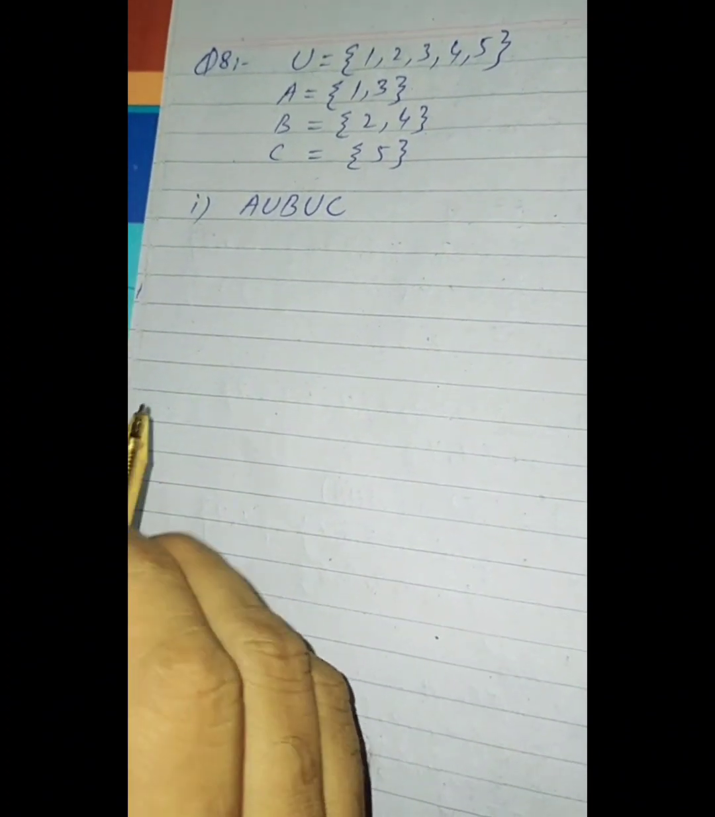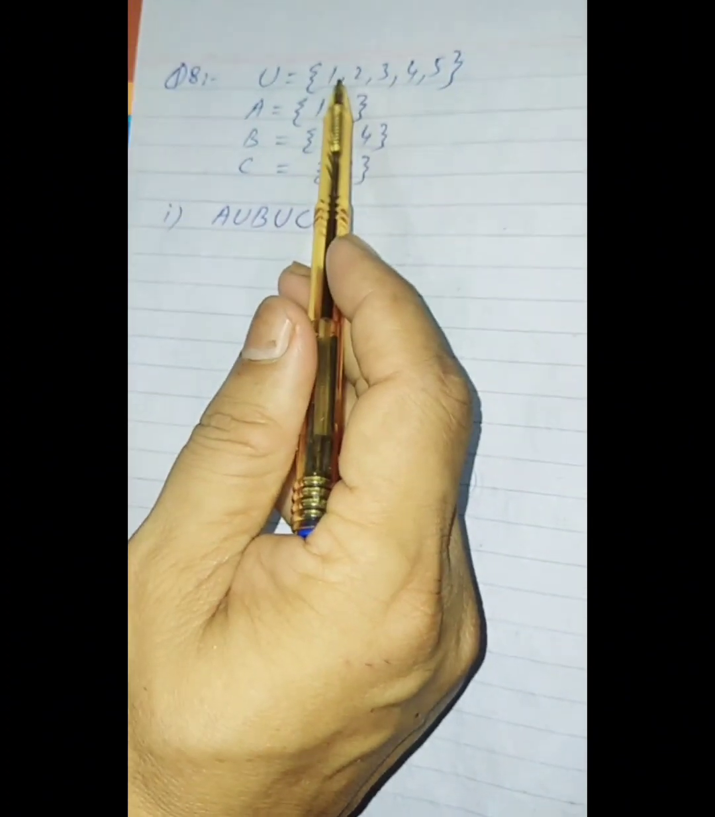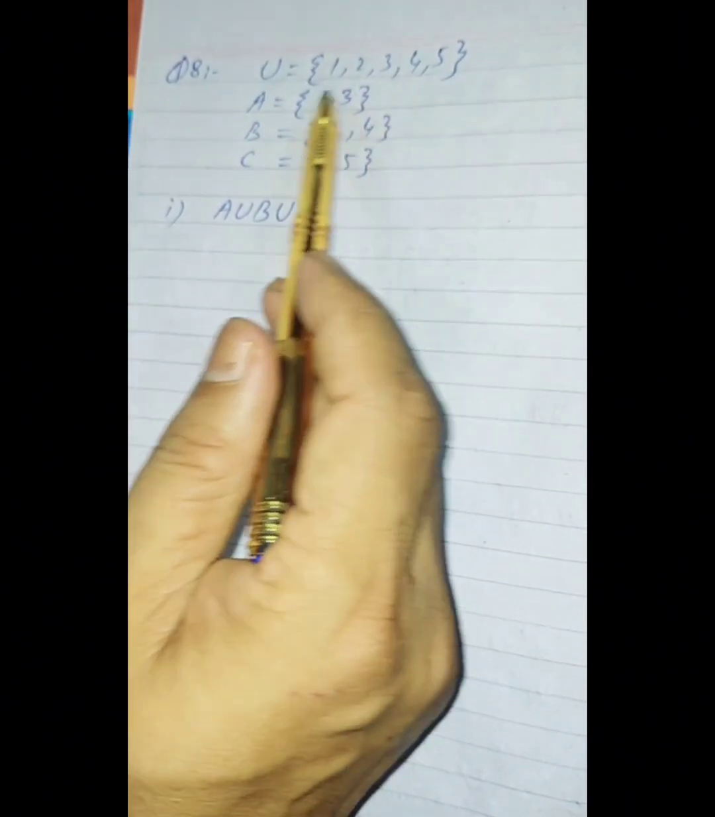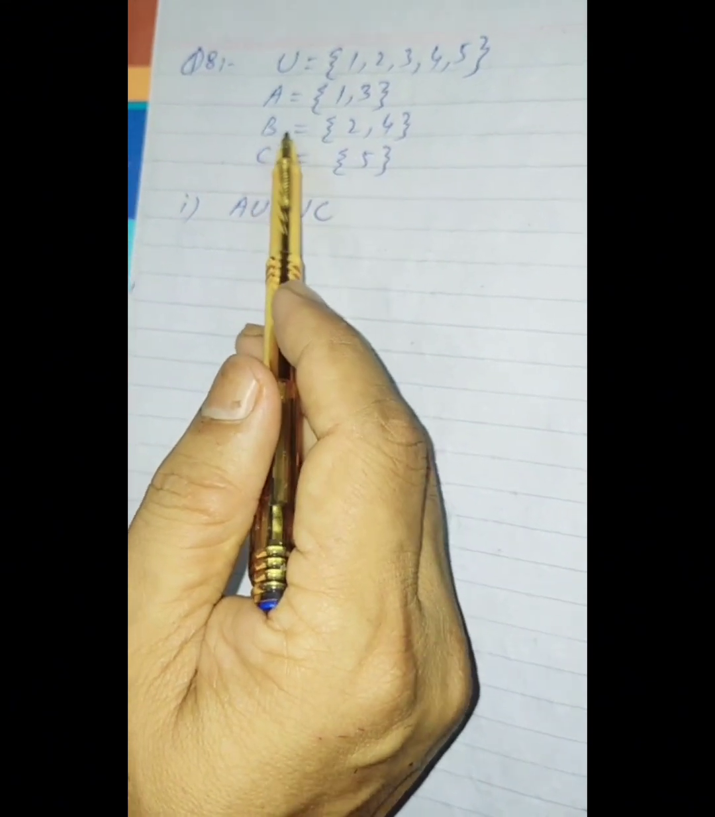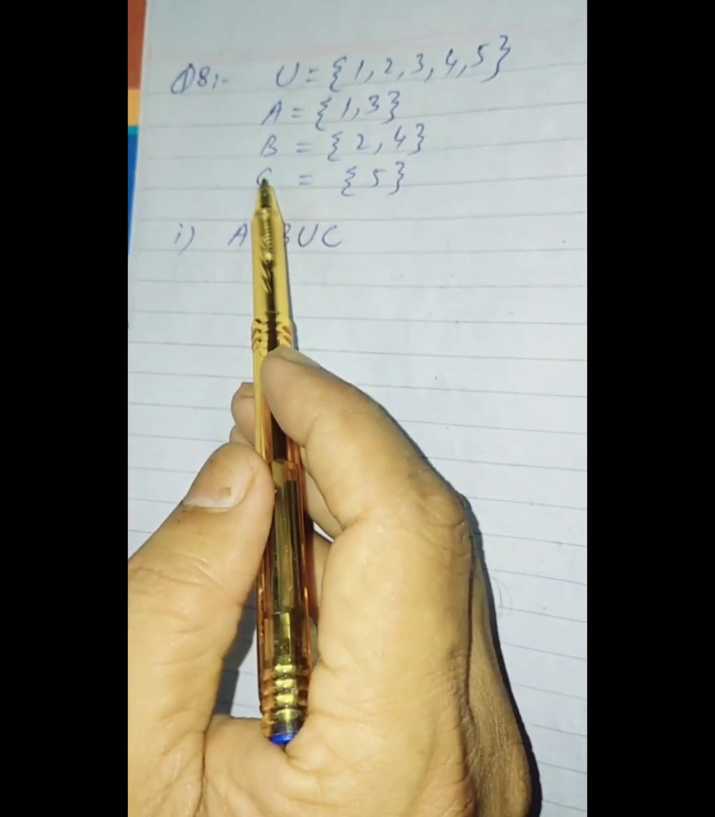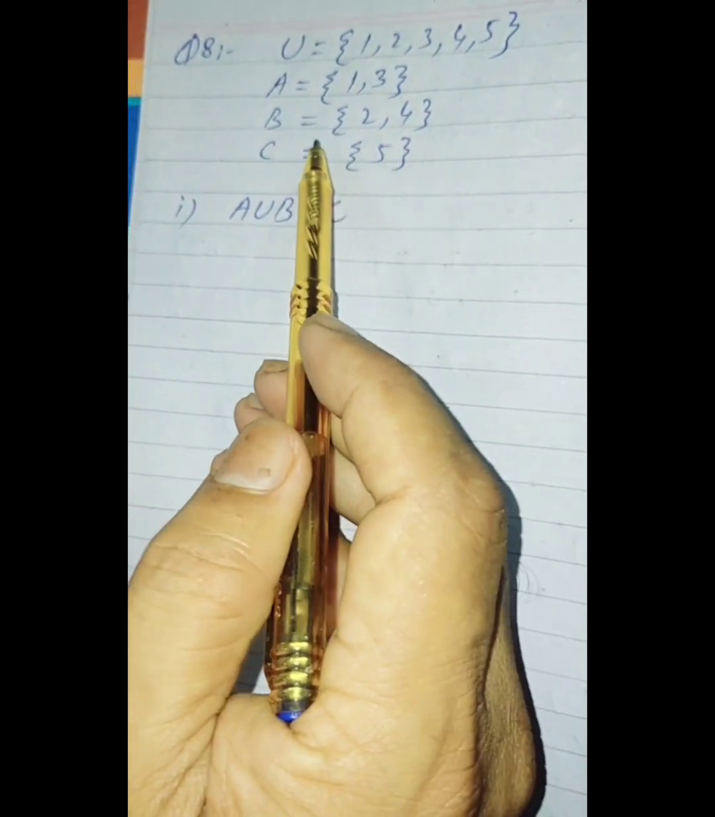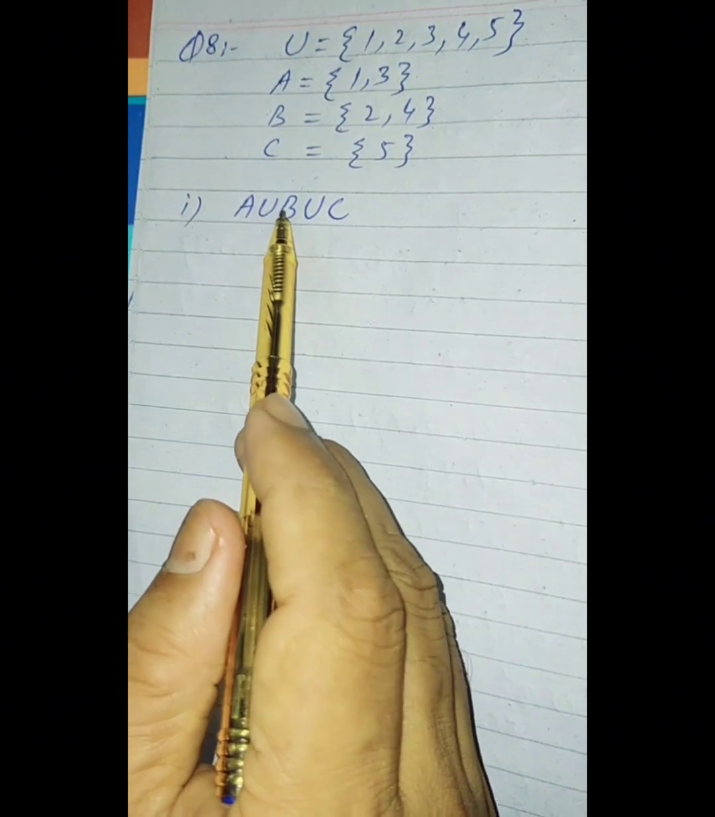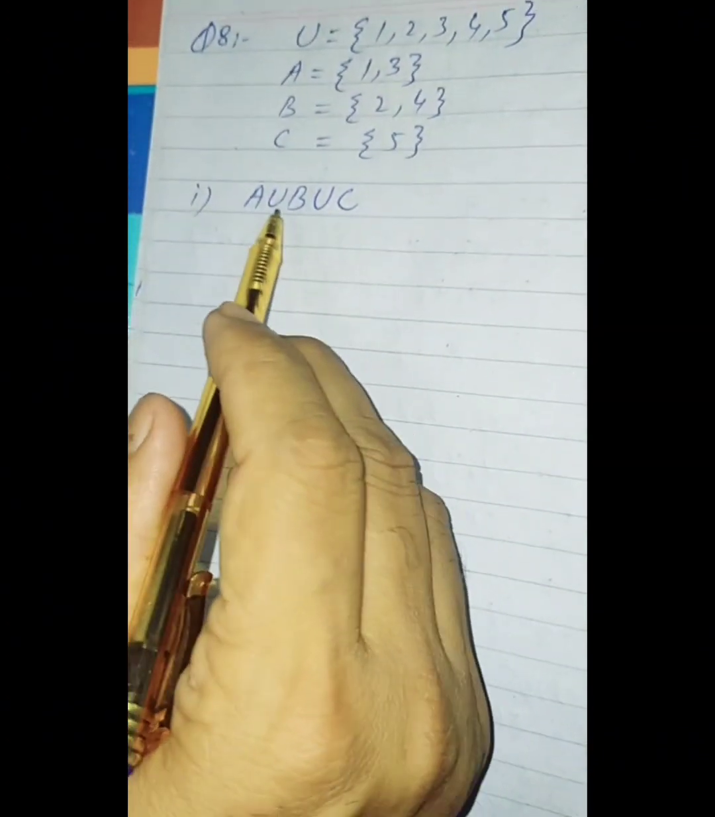Okay, now question number 8. In question number 8, the universal set is given whose members are 1, 2, 3, 4, 5, and set A is given whose members are 1, 3, set B is given whose members are 2, 4, and set C is given whose member is 5 only. In the first part they asked A union B union C. Now there is no bracket. Clear?